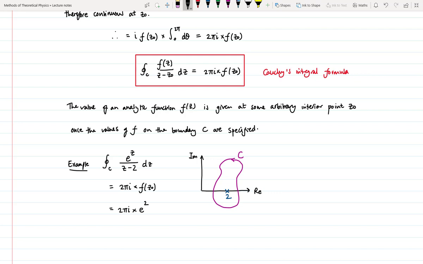And we're done. I'll make the final point that if the contour C does not enclose z naught, then the integrand is analytic on and within the contour C. Therefore, Cauchy's theorem holds, and the integral is 0.